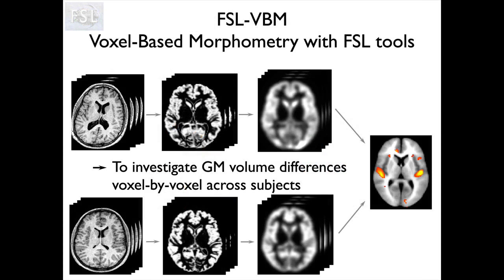We'll start by looking at voxel-based morphometry. And the idea here is to look specifically at grey matter and how grey matter changes either between two different groups or with a particular factor of interest such as training or exercise.